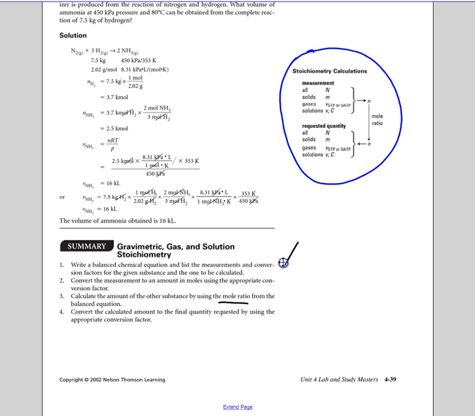So you're going to get lots of practice with the conversion factors that are listed here and the use of your formulas.